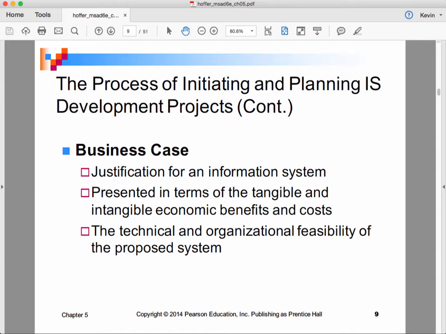So it's a justification for the creation of an information system, or the acquisition of one if we're going to buy rather than make. It's presented in terms of the tangible and intangible economic benefits and costs. And the other thing that we want to address is the technical and organizational feasibility of the proposed system.